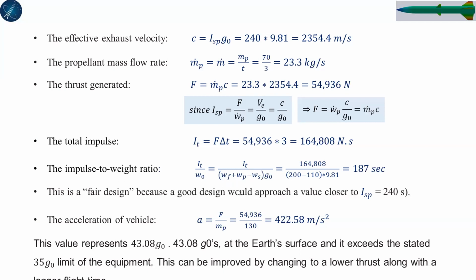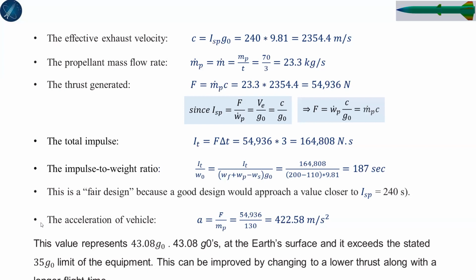So weight naught means weight of fuel, final weight plus propellant weight minus structure weight. This W naught is the final weight plus weight of fuel minus WS. But the final weight plus weight of fuel means it is total weight, initial weight, or weight naught. So 2000 minus structure weight, which is given as 110, we can get this thing. 187 seconds is the impulse to weight ratio.